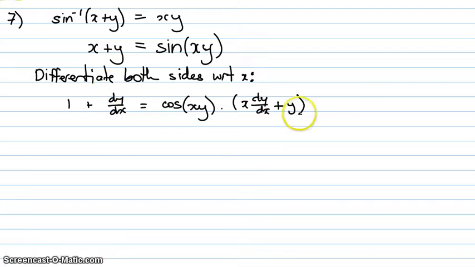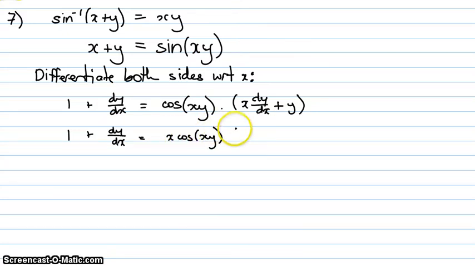We want to isolate dy by dx to get an expression for dy by dx in terms of x and y. So first thing I'm going to do is expand out the right hand side. So I get x cosine xy times dy by dx plus y cosine xy. Now I'm going to bring everything with a dy dx to it into the left hand side of this equation, everything without to the right hand side.